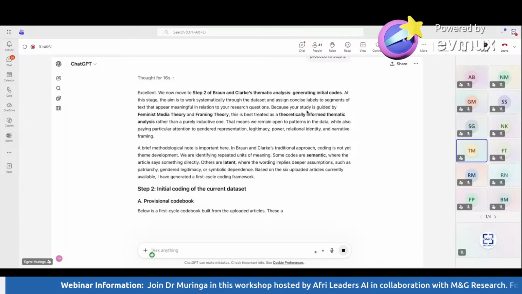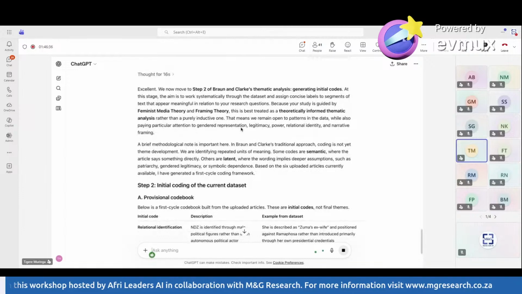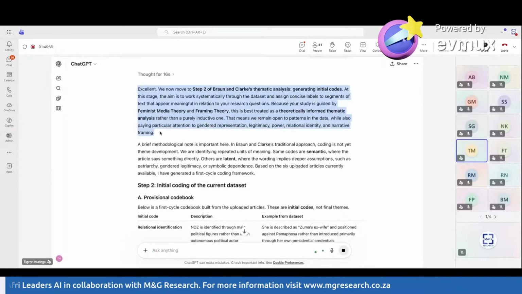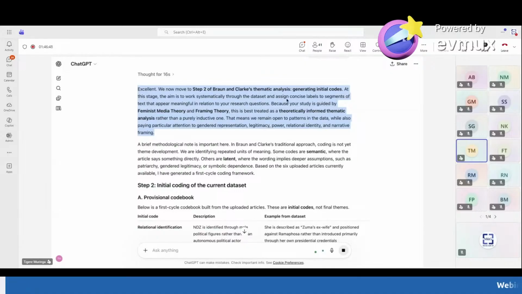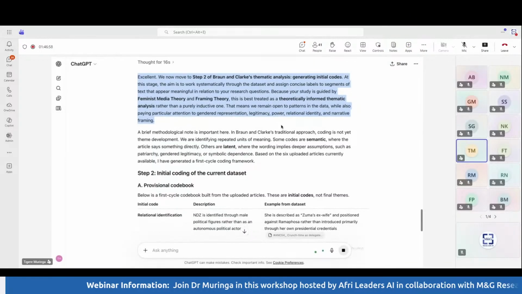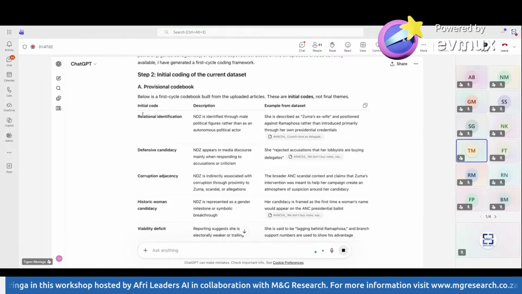At this stage, what I love about this process is that when you're reading through, you're actually learning and enhancing your knowledge of how you would do this process manually. It says the aim is to work systematically through the data set and assign concise labels to segments of the text that appear meaningful in relation to your research questions, because your study is guided by the feminist framing. So now this becomes my initial codes. It says relational identification. This is the initial code.